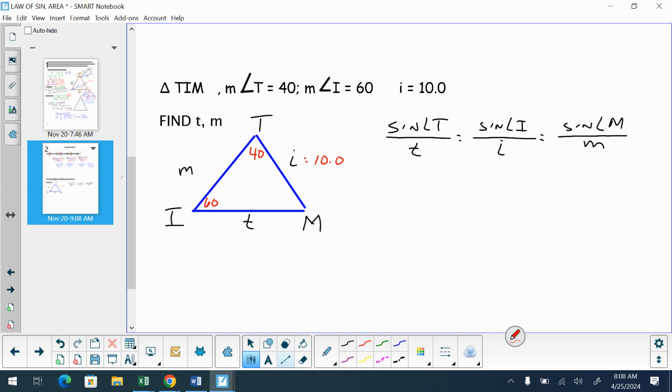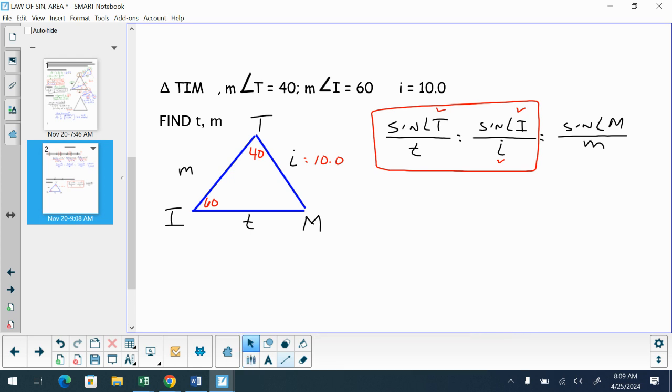So if we take a look here, I know angle T, I know angle I, and I know little i. So I know these 3 values here. What we can do is just look at these 2 ratios and solve a proportion. So let's rewrite and substitute our numbers in here. Once again, don't do too much at one time here. Let's substitute our numbers in. What's angle T? What's angle I? What's little i?